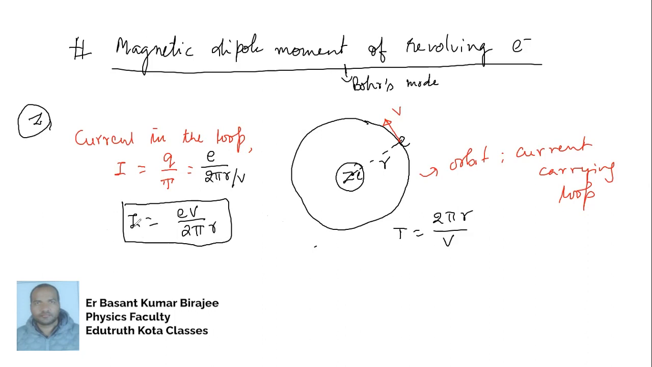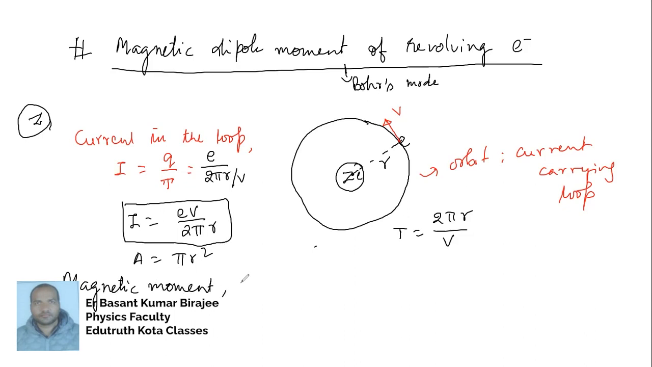Now you know the current, you have the radius, so you can find the area of this loop. How much will be the area of this loop? Pi r squared will be the area of this loop. So how much is the magnetic moment? The magnetic moment.